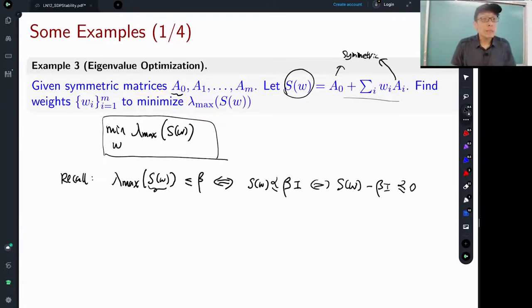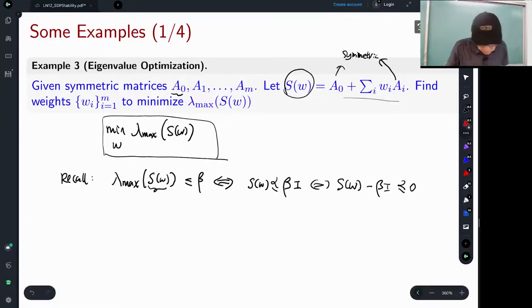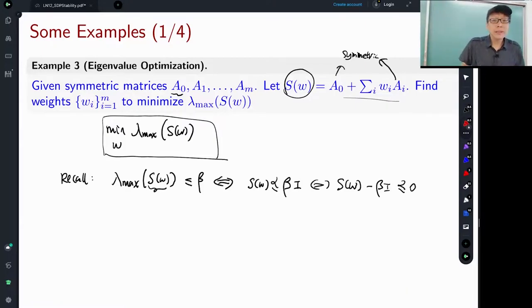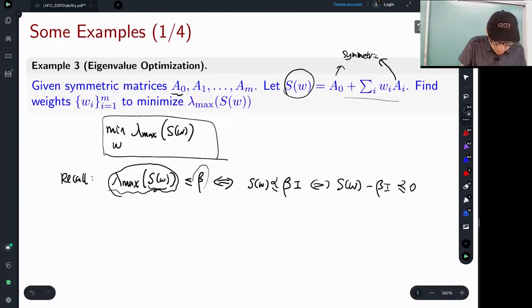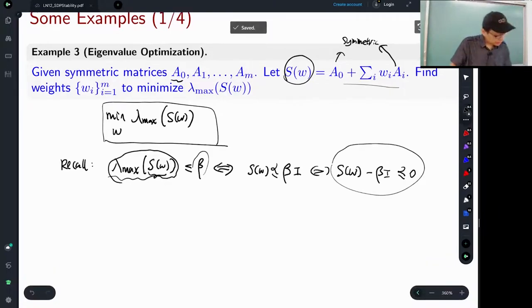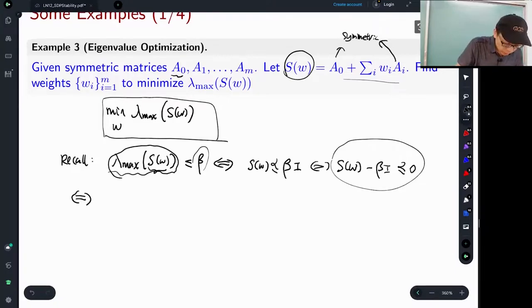That's a property of symmetric matrices that we proved in lecture 11. If you forgot, you can just read that lecture note. The way we prove this is always by using a very important property of symmetric matrices: the spectral decomposition can always be used to prove almost everything related to symmetric matrices. So if you ask that the maximum eigenvalue is less than beta, it's equivalent to saying this matrix is negative semi-definite.